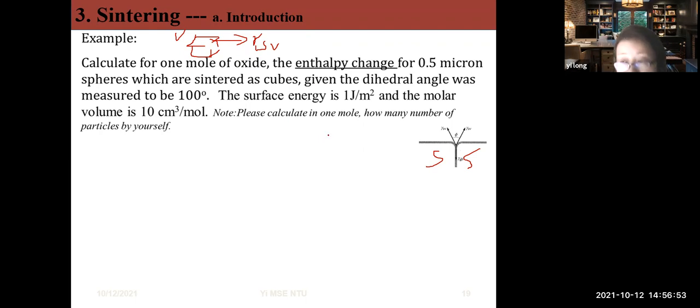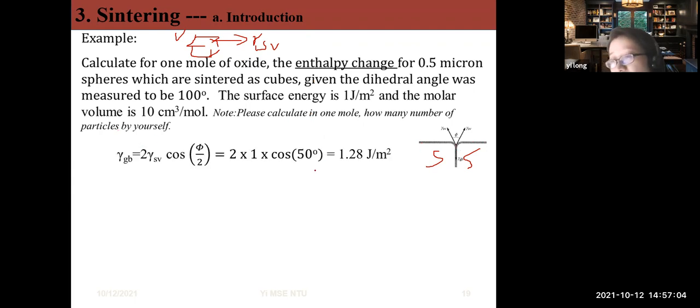We also have another name, gamma GB, but actually it's gamma SS. So gamma SS and gamma GB are determined using the equilibrium we have provided in the notes. Very simply, you will get gamma GB slightly higher than gamma SV, so it's 1.28 J. Again, now you need to calculate the area. It's still the same thing.